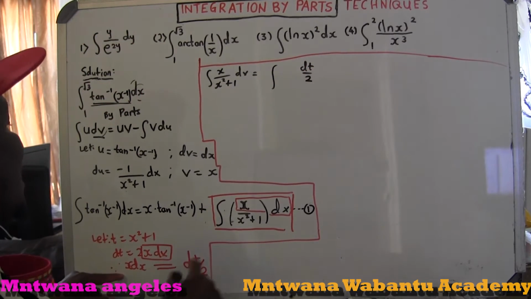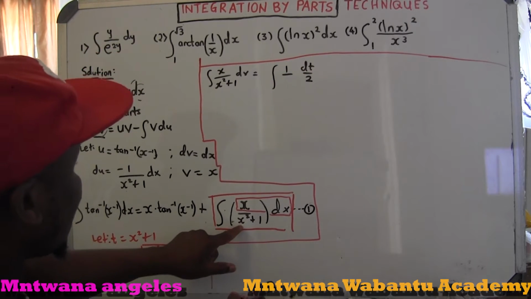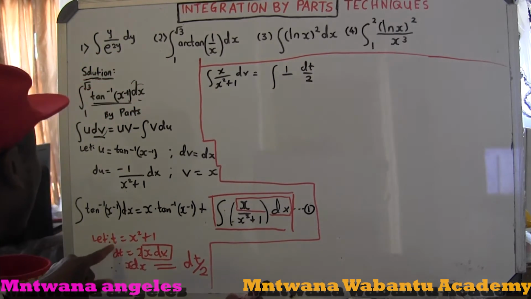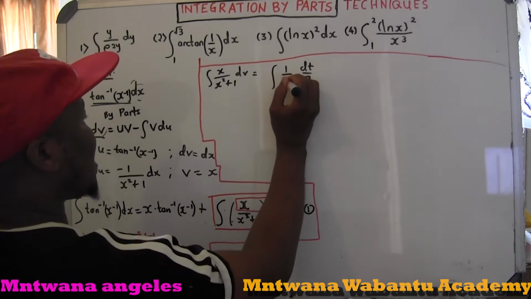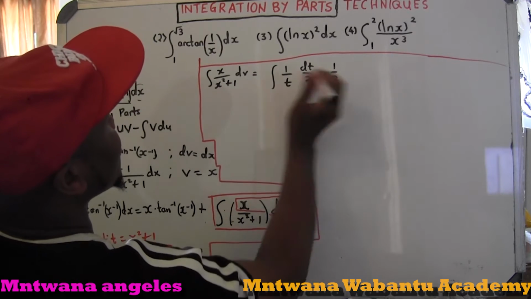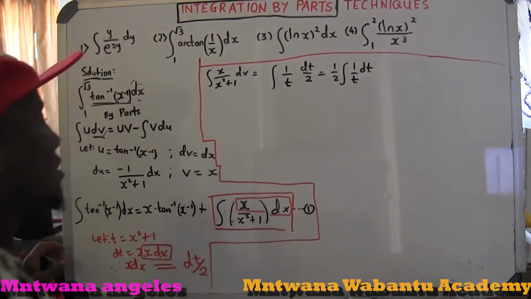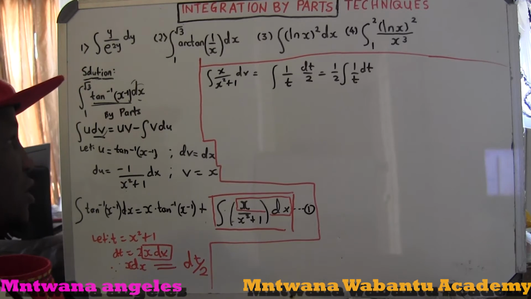And then I have a 1 here on top, over x squared plus 1. What is x squared plus 1? x squared plus 1 equals t, so over t. Oh wow, so this is equal to 1 over 2, a constant to the back, and then you have 1 over t. Now, this is different from what we did before, you know what I'm saying?